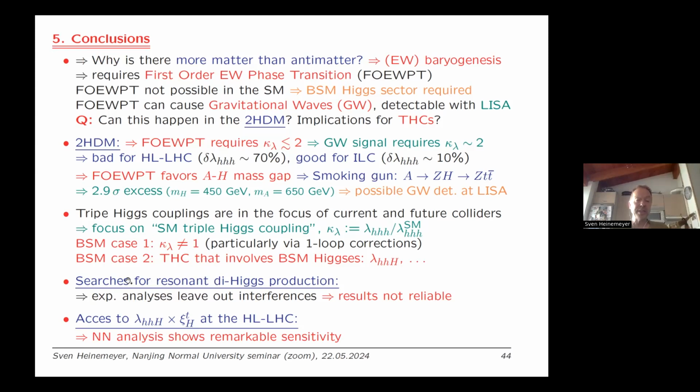I showed you in detail that the searches for the resonant X reduction, the experimental analysis, leave out the interferences. The results are not reliable. You can't just take them over to your realistic case where we have the mixed contributions as well.